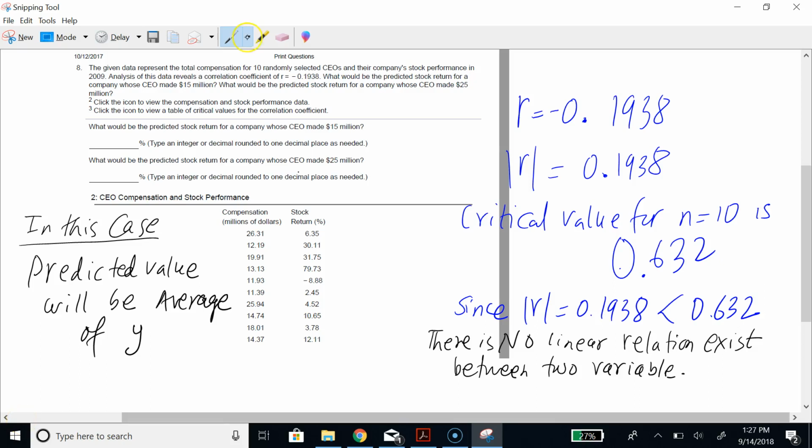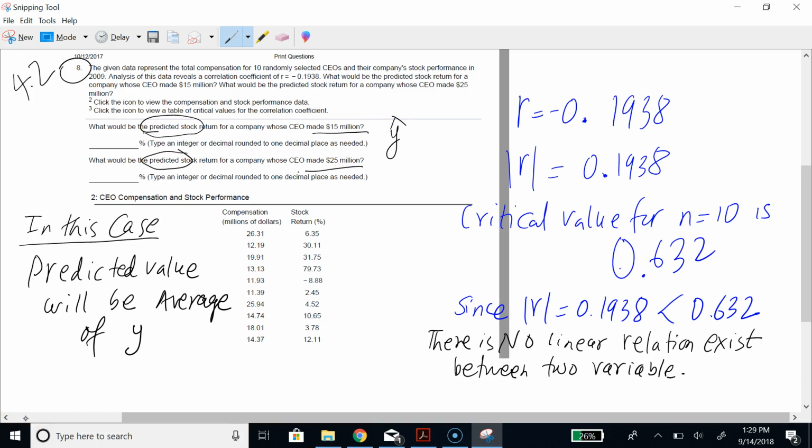Hello, this is question number 8 from section 4.2 in MyLab Plus. This question is to find the predicted value. In both questions, the question asks you to find the predicted stock for 15 million and 25 million. Therefore, the question is in general to find the predicted value. Notice that the predicted value is going to be y hat.